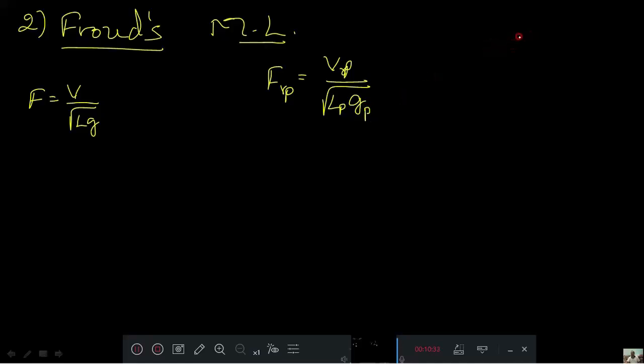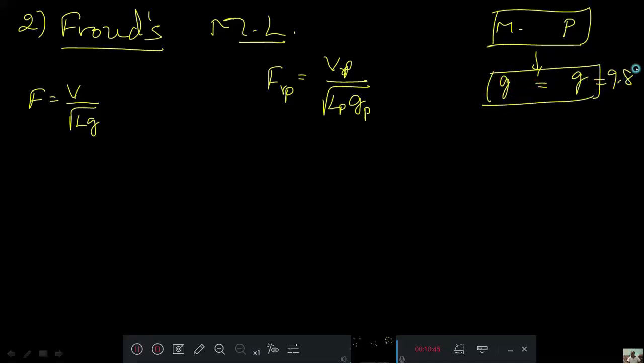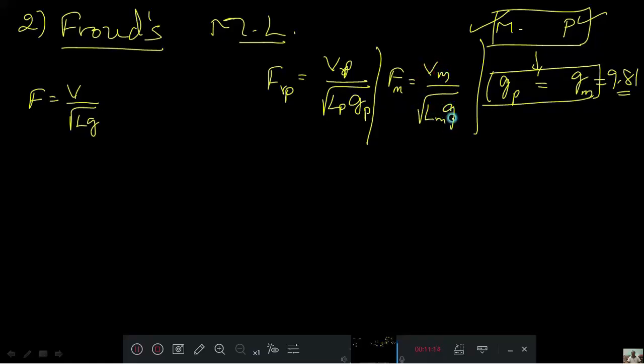But here, usually what we do, the model and the prototype are both on this earth only, and the earth has the same gravity. This 9.81, whatever the acceleration due to gravity is, will be applicable the same for the model and the same for the prototype. Therefore we cannot change it here. Therefore I will consider prototype g and model g the same. Then I can remove this one. Say for example, this is for the model, Vm divided by root of Lm into gm.